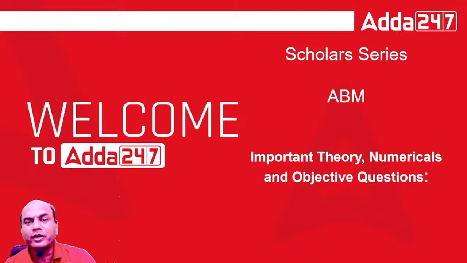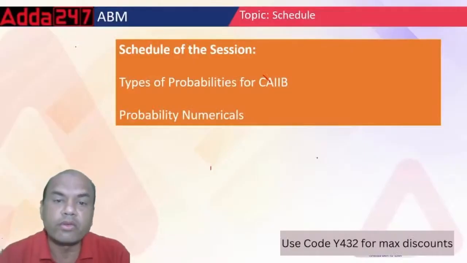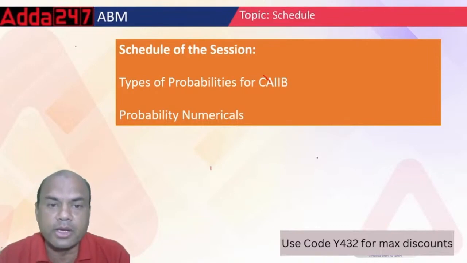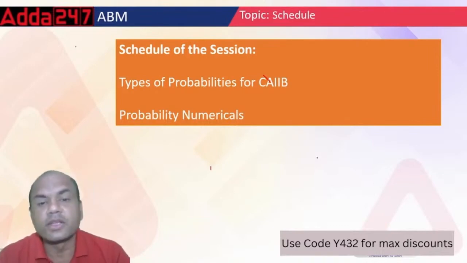Scholar series for APM, and here we are covering all the important theory, numericals, objective questions, and case studies. So follow the series till the end. Okay, let's start. What will be the schedule of the session? We'll be talking about types of probability, that is the theory part, and then we'll be talking about probability numericals. Okay, so let's start.